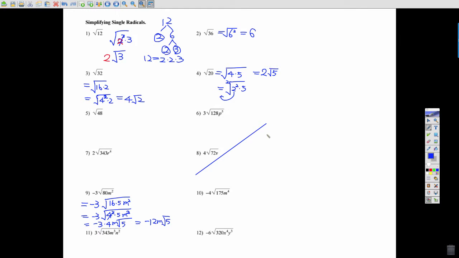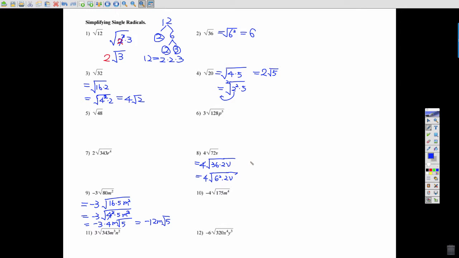Okay, so let's do something a little more challenging. Let's look at number 8. Number 8 here, I've got 4 times 72. I know 72 can be rewritten as 36 times 2. Oh, there's a v in there, sorry. And therefore, it's 4 times 36 is 6 squared times 2 times v. That's my square root there.